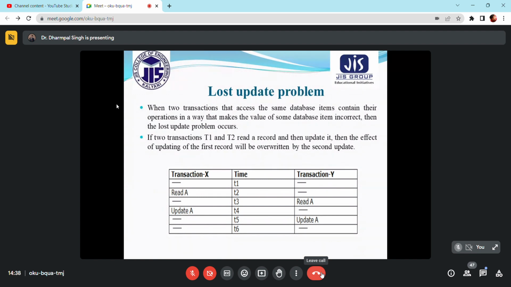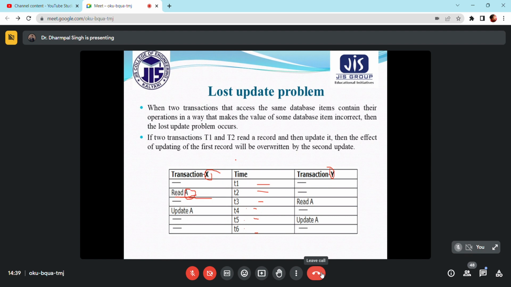When two transactions that access the same database item interleave their operations in a way that makes the value of some database item incorrect, then the lost update problem occurs. Now you can see, suppose these are the two transactions, transaction X and transaction Y. It is showing the timestamps T1, T2, T3, T4, T5, T6. Suppose this is 10 a.m., 10:20 a.m., 10:40, 10:50, like that. At time T2, it reads A. You can see the item is the same here.